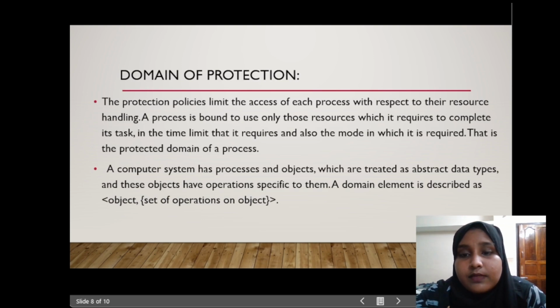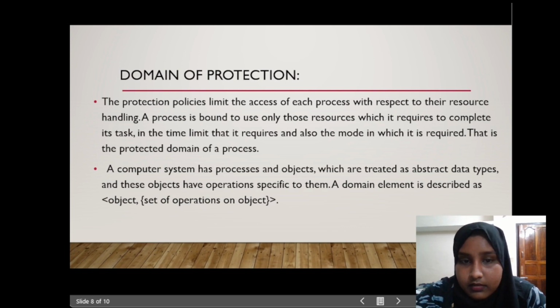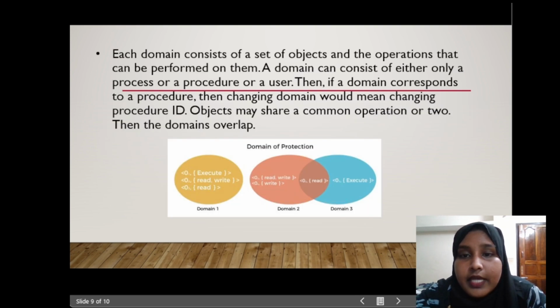Next, a computer system has processes and objects which are treated as abstract data types, and these objects have operations specific to them. A domain element is described as object, then in curly brackets the set of operations on the object. So the processes and objects like files, memory, or devices are treated as abstract data types. Each object has specific operations that can be performed on it, like reading or writing a file, and the domain is defined as those lines. The next point is each domain consists of a set of objects and the operations that can be performed on them.